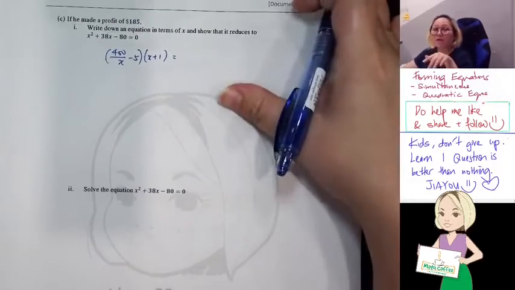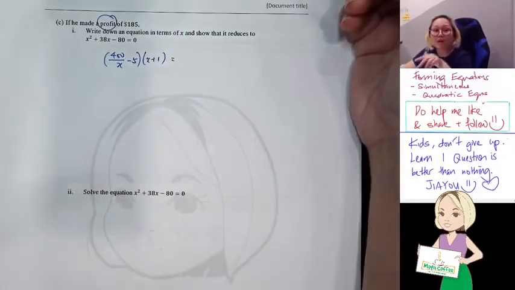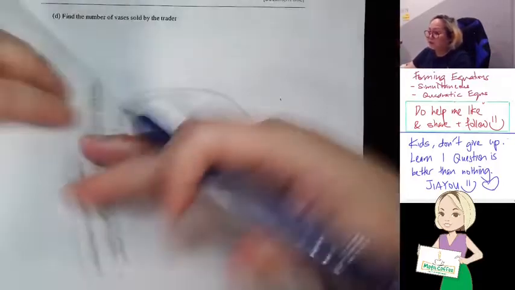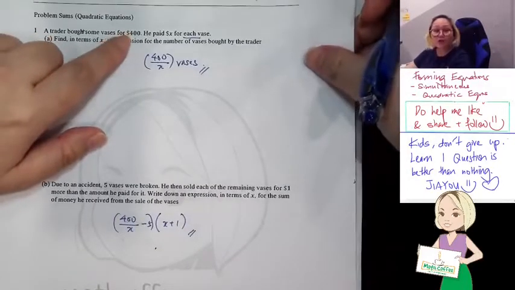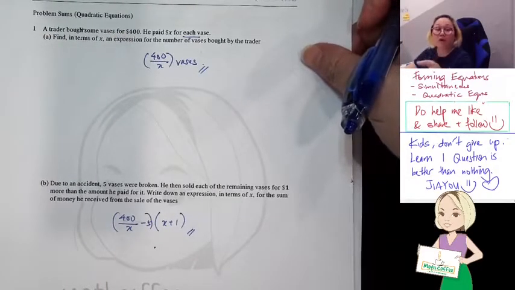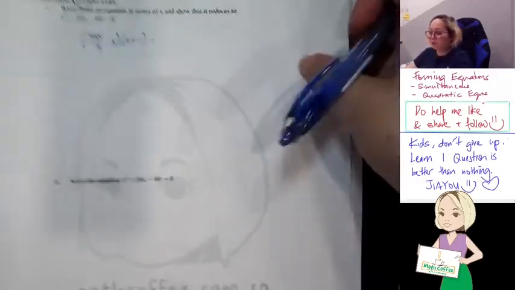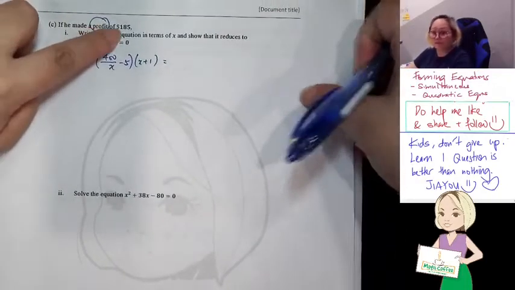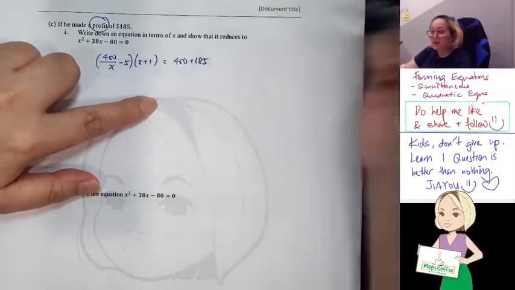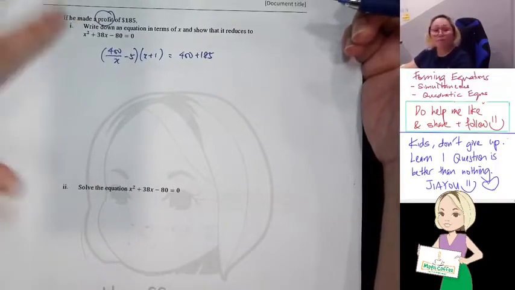Okay, you didn't collect just 185. You make a profit of 185. Okay, you have already spent $400 at first. So definitely in order to make a profit, you must collect more than $400. You understand? So if they tell you that you make a profit of 185, it means that I collected 400 plus 185. Understand? So this is important.